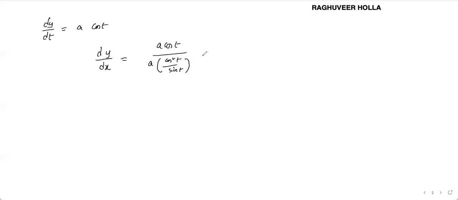Now dy by dt will be a into cos t. So dy by dx is a cos t divided by a into cos square t by sine t. So dy by dx is equal to tan t.